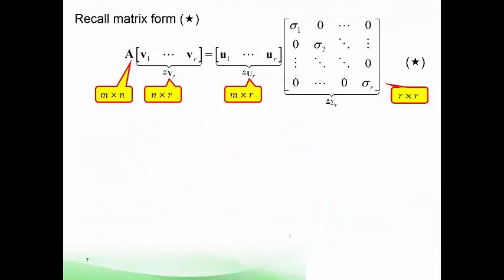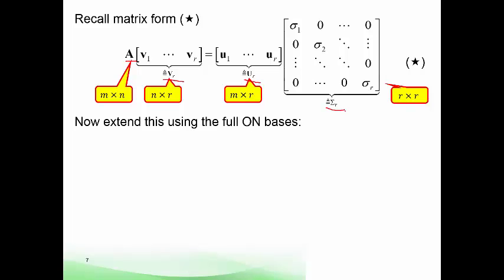Now, so what? What does that allow us to do? Well, let's look at what we had written already with a star next to it. I've rewritten it here. We've got our m by n matrix A, our n by r matrix V sub r, our m by r matrix U sub r, and an r by r matrix sigma sub r. That's where we're starting, and what we're going to do is extend this using this now full orthonormal basis. We'll stick in here all those extra V's, and that'll extend this out to an n by n matrix. Then we'll stick in here all those extra U's that spanned the left null space, and that will extend this to an m by m matrix.